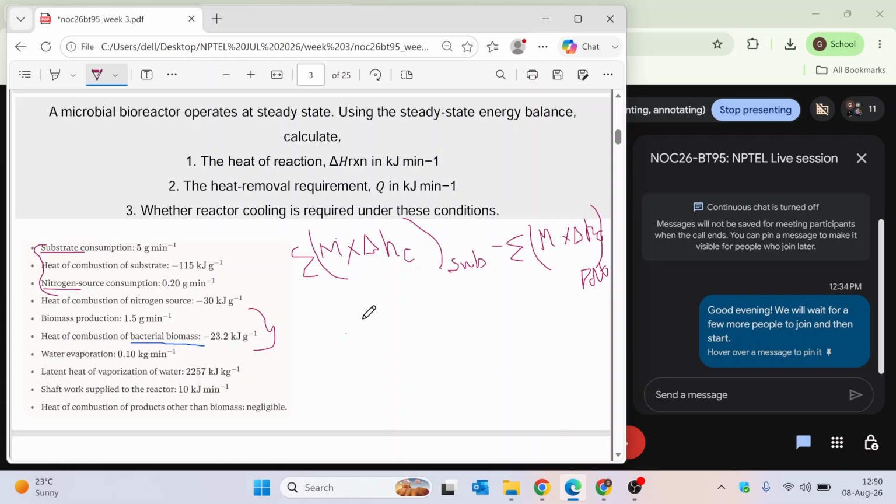Try and solve the problems. Even if you have found the del H reaction, you can just post that value in the chat box and then continue with the heat removal requirements.